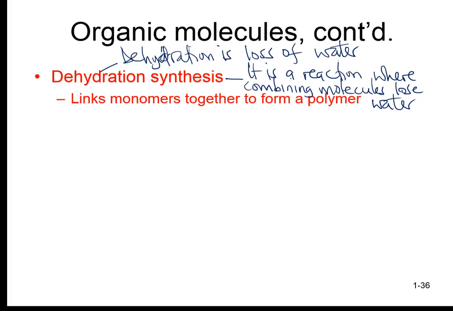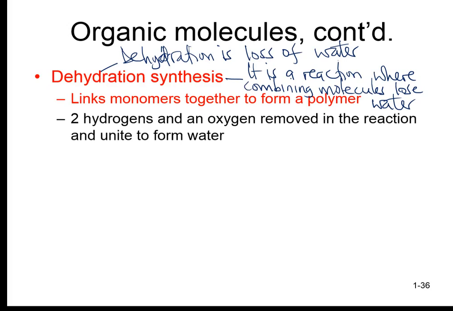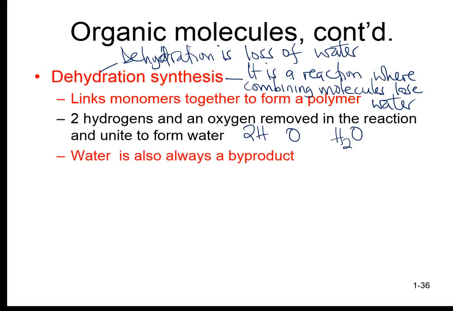So the polymers will link by losing water. So in the place of the water, there will be a chain, a linkage. Like 2 hydrogens and an oxygen are removed in the reaction. So 2 hydrogens and oxygen means water. So you remove 2 hydrogen, you remove 1 oxygen. When you combine them, they form H2O. So removal of hydrogen and oxygens is dehydration. So in a reaction like that, water is a byproduct.